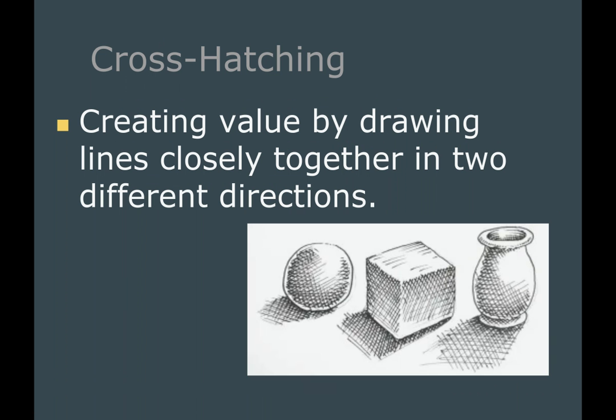Cross-hatching. Cross-hatching is creating value by drawing lines closely together in two different directions. So just like the last example, if you draw your lines in one direction, and then you make another line going in the opposite direction or across and over, kind of looking like X's, that's called cross-hatching. Again, the closer your cross-hatching lines are to each other, the darker the value. The farther apart, the lighter the value.